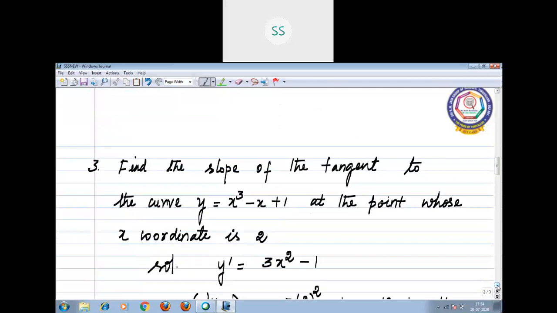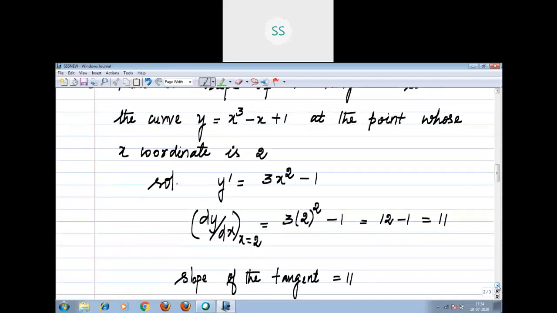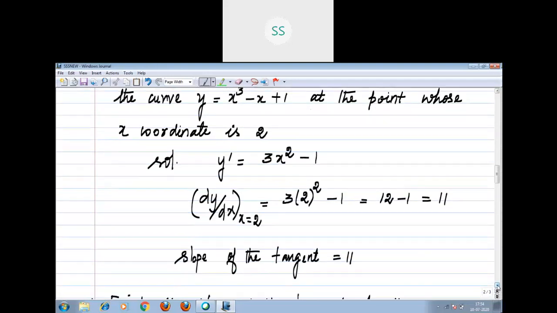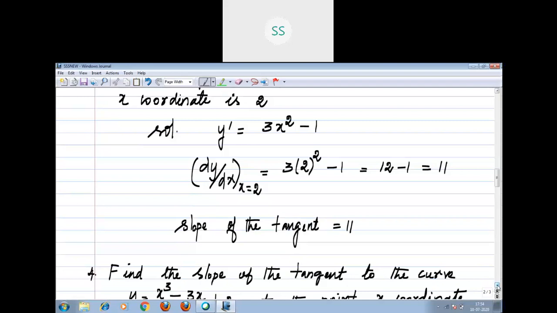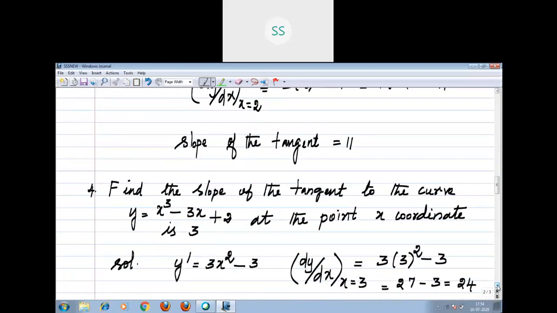Question number 3. Find the slope of the tangent to the curve y is equal to x cube minus x plus 1 at the point whose coordinate is 2. y dash equal to 3x square minus 1, because your y is x cube minus x plus 1. So when you differentiate, you get 3x square minus 1. Here your x coordinate is 2. You are substituting 2 in the place of x, you arrive at the result as 11. Slope of the tangent equal to 11.